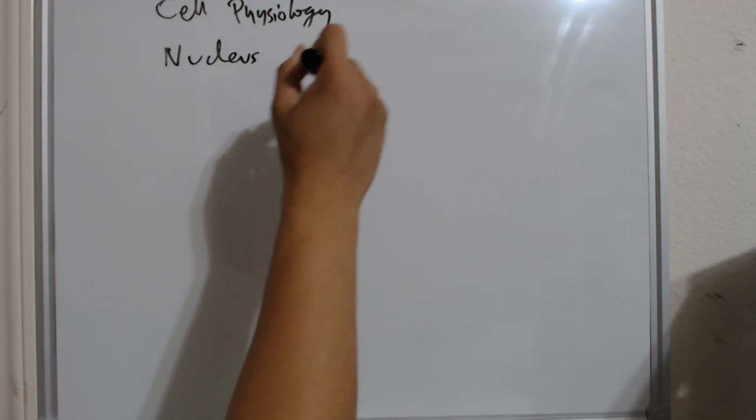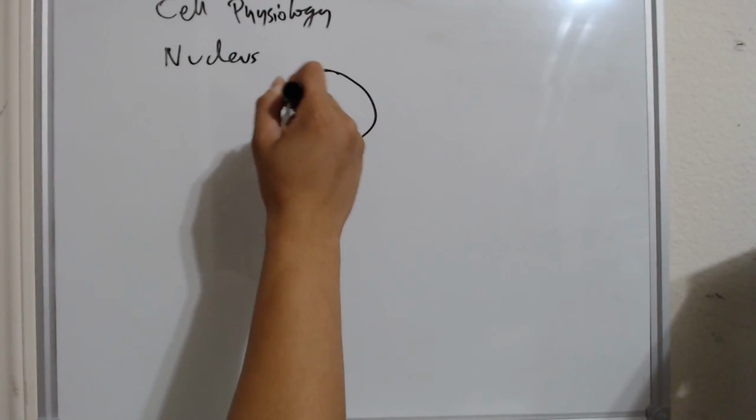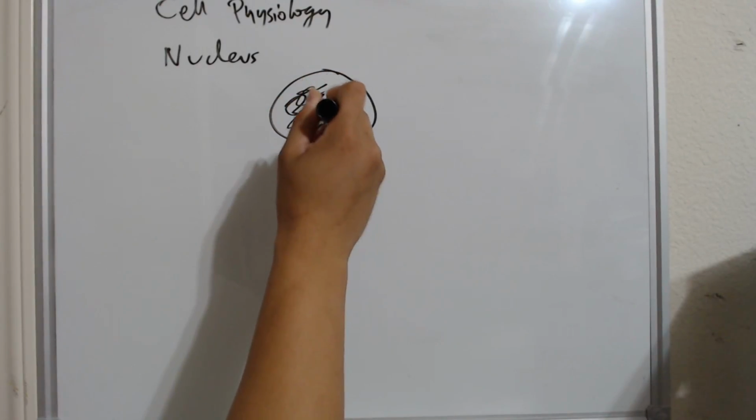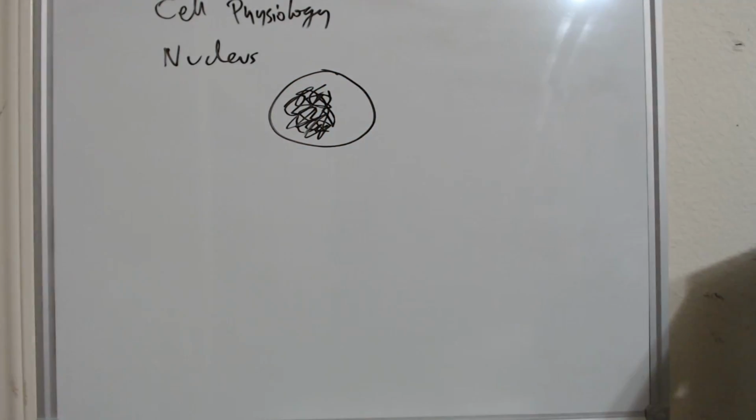Now, let's go on to the nucleus. The nucleus contains DNA, of course. DNA is in there as chromatin. This is the structure of DNA when it's all crumbled up, bunched up together because of hydrogen bonds and stuff.